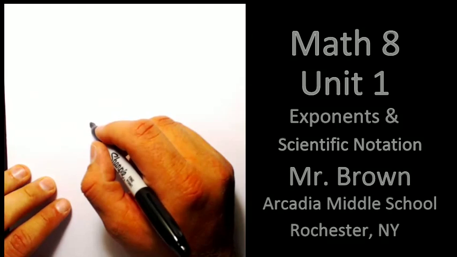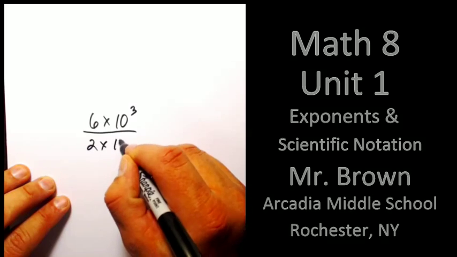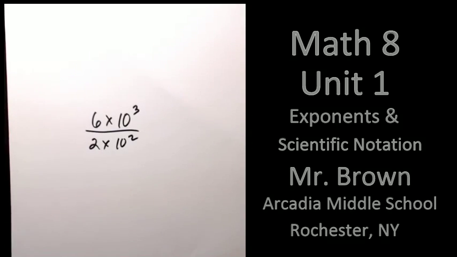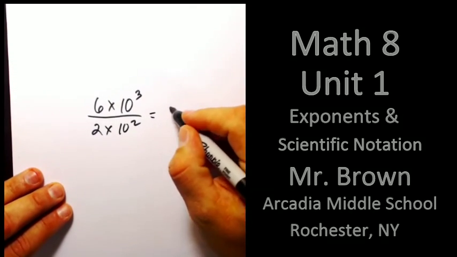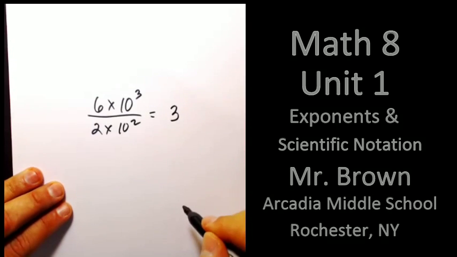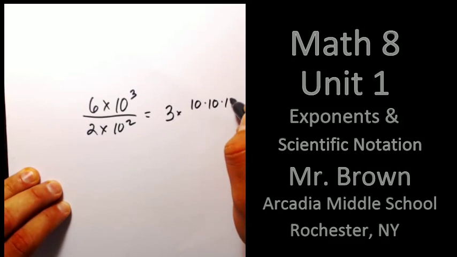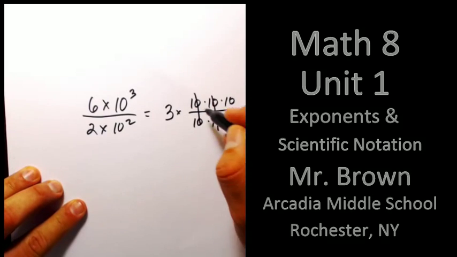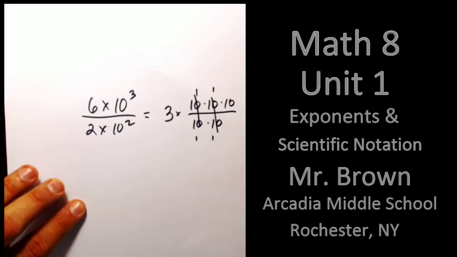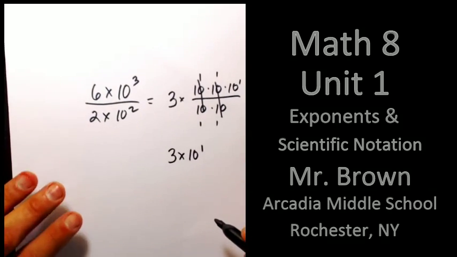Sorry, I ran out. Okay, last but not least, what we're going to talk about is division. So say you have 6 times 10 to the 3rd divided by 2 times 10 to the 2nd. Six divided by 2 here is 3. 10 to the 3rd would be this, divided by 10 to the 2nd. What happens is that these cancel and become 1s again, just like the exponents video I showed you. So what this would become is 3 times 10 to the 1st.